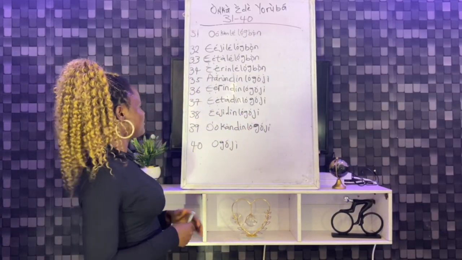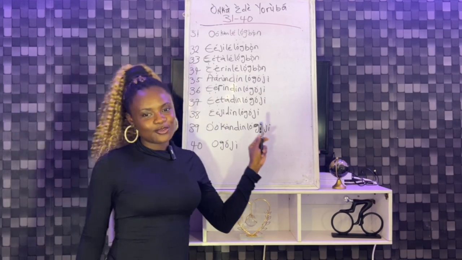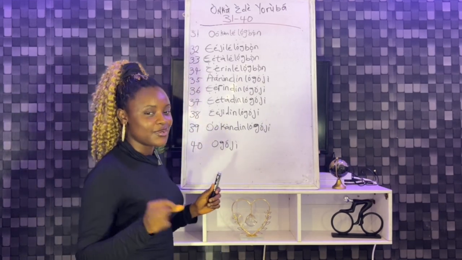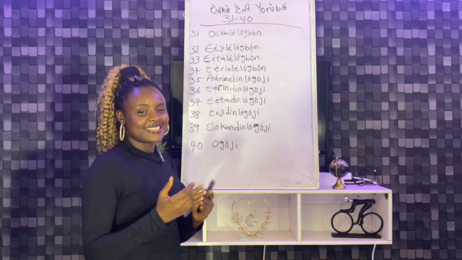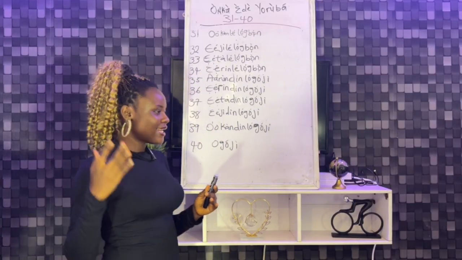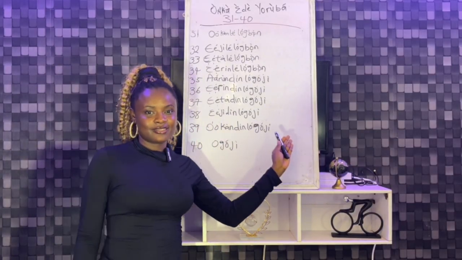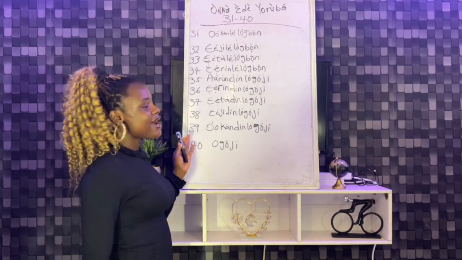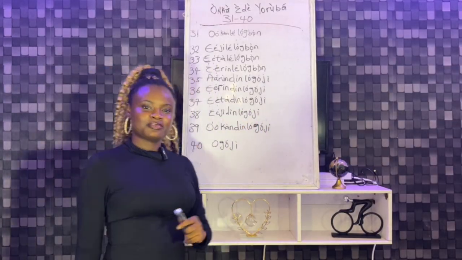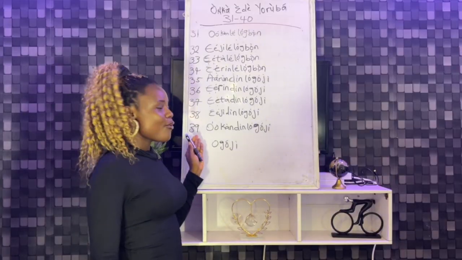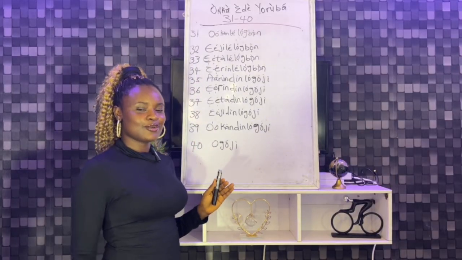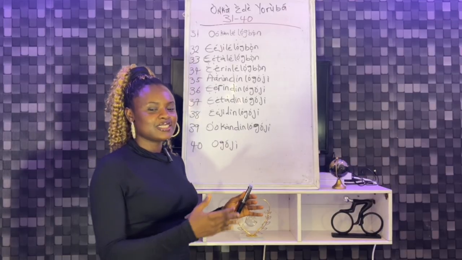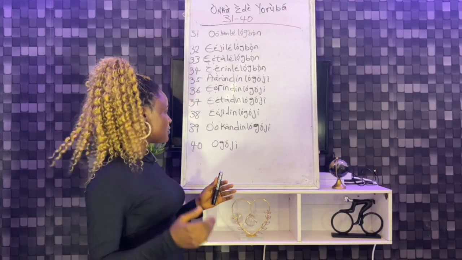Ẹ̀tàdínlógójì. We have èjìdínlógójì. Èjì is 2. Ogójì is 40. That is 40 minus 2. And that gives us 38. The calculation is very, very simple. Seriously. So we have ọ̀kàndínlógójì. Ogójì is 40. Ọ̀kan is 1. That is 40 minus 1. And that gives us 39.